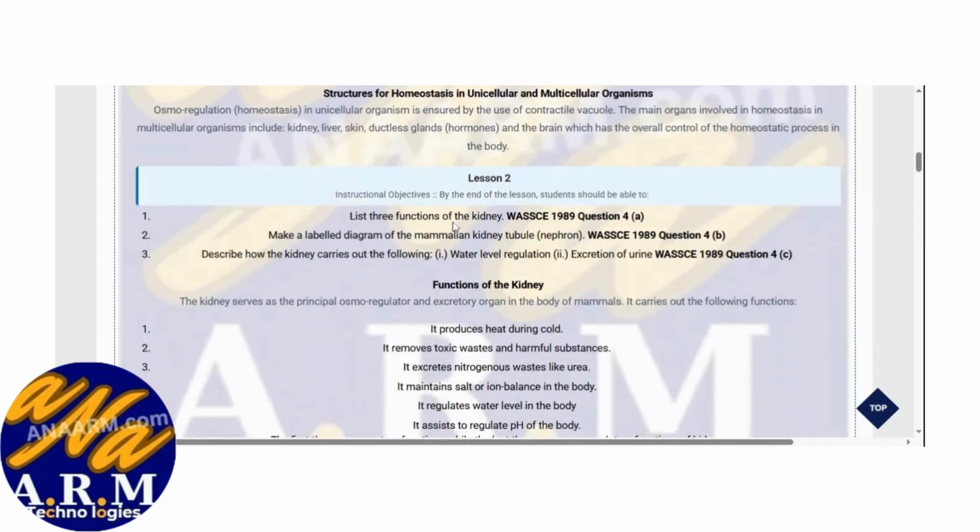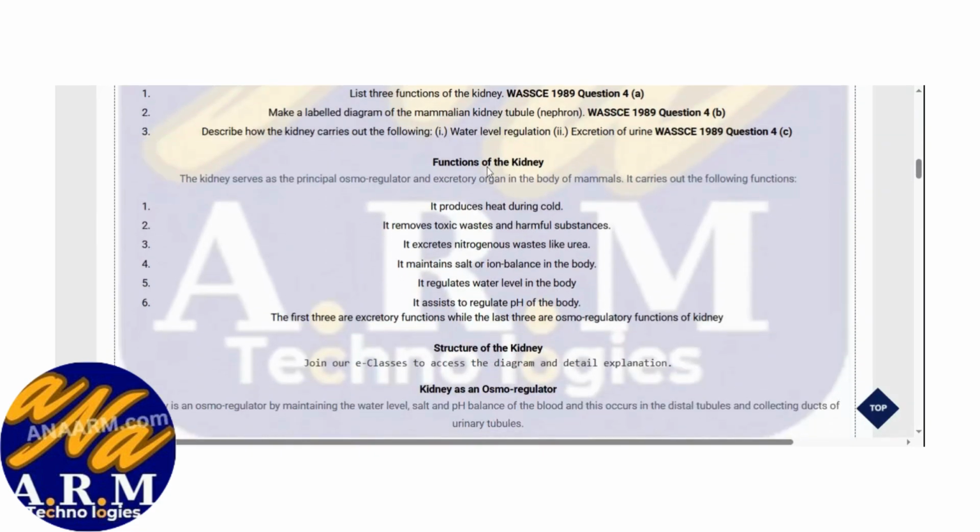List three functions of the kidney. WASSCE 1989 Question 4. A. Make a labeled diagram of the mammalian kidney tubule, nephron. WASSCE 1989 Question 4. B. Describe how the kidney carries out the following. 1. Water level regulation. 2. Excretion of urine. WASSCE 1989 Question 4. C.